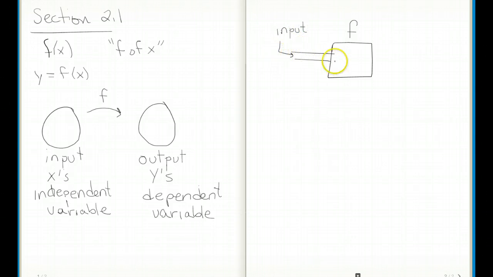The value of x goes into this function. The function has some sort of rule that works on it, works on it, and then out to this other side comes the output.